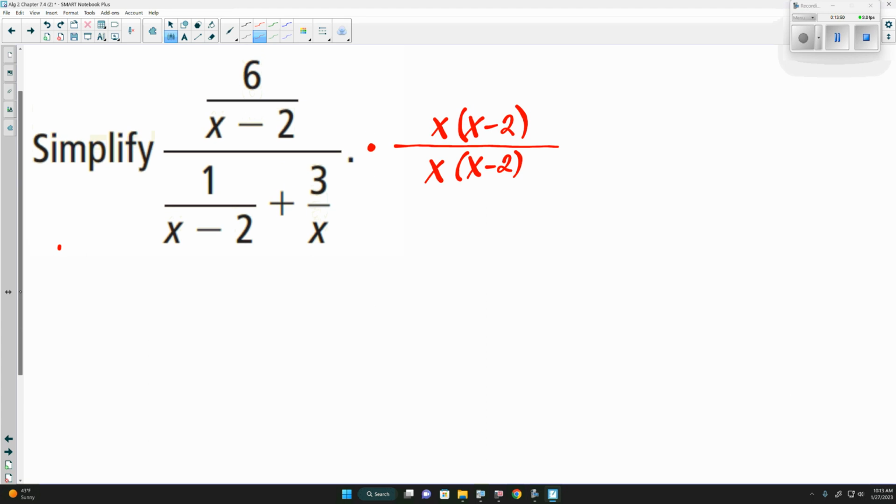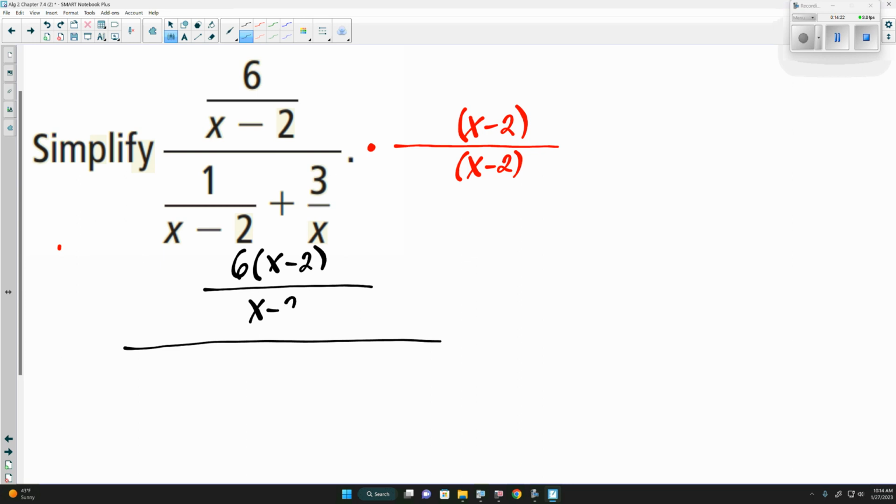Now, something that we can do, so don't write this down, because I want to show you an example of something. Say I just said x minus 2. We already know, and we've already stated, that that's not all we need to multiply the top and bottom by, yes? So if I go on and just multiply this, so I have 6 times x minus 2 over x minus 2.